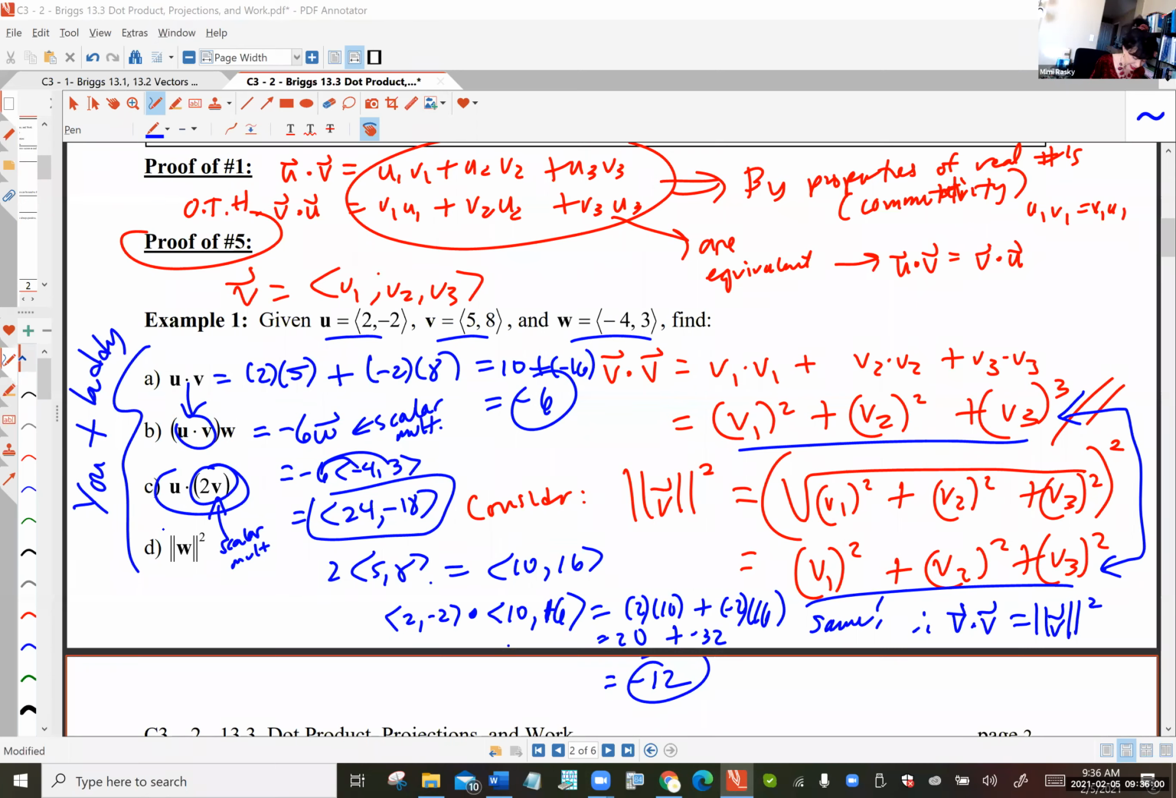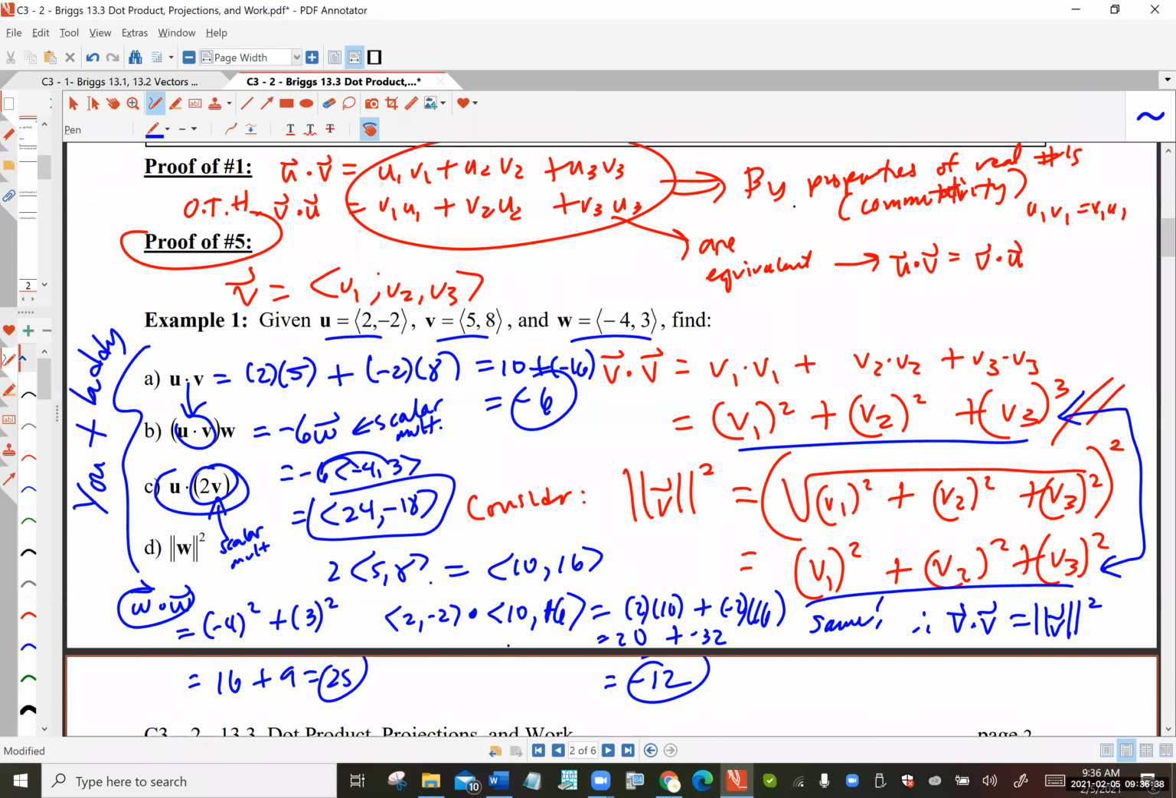Now, letter D, I claim there were 2 ways to do it. You could have either taken the magnitude and then squared it, or if you were brave, I claim this is exactly the same as w dot product with itself, according to the property we just proved. So you just take the components and the sum of the squares of the components. So I get 16 plus 9, which is 25. Okay, and we're done with this problem. Questions? Nada. Okay, we're all good.